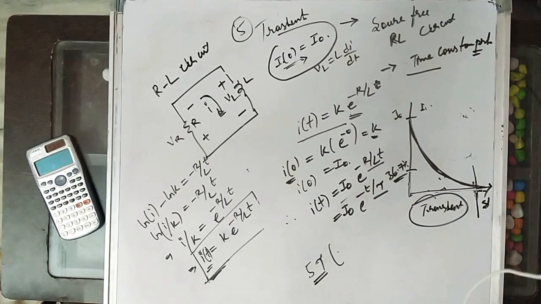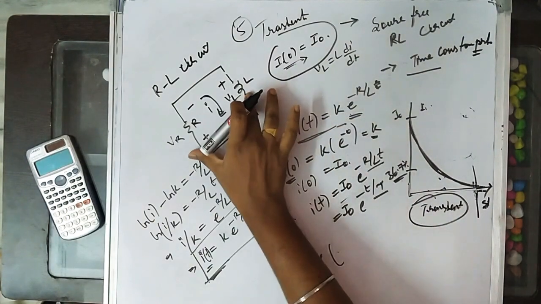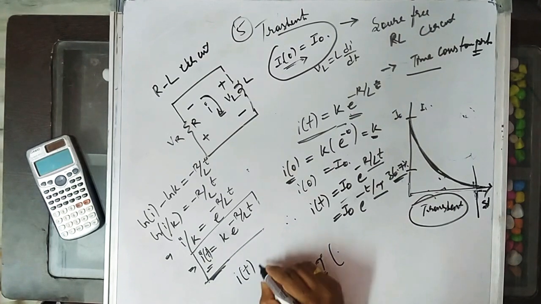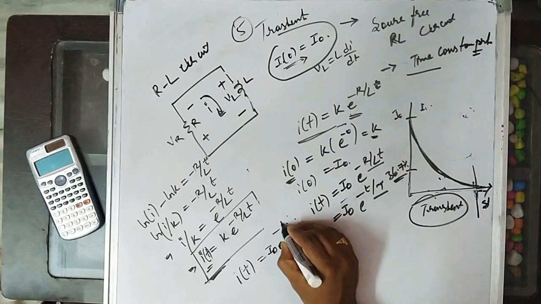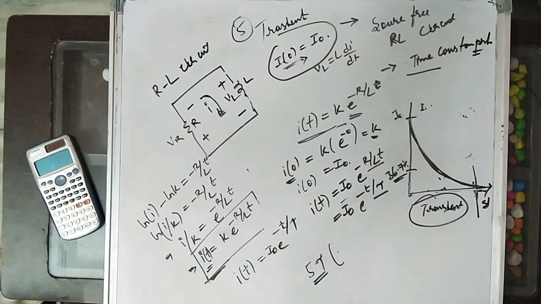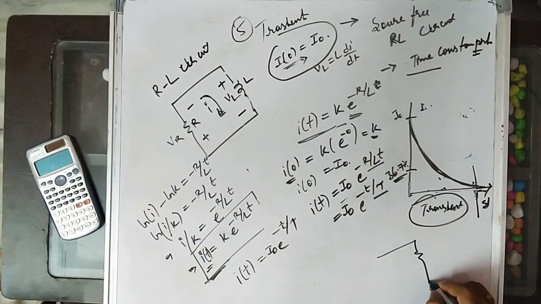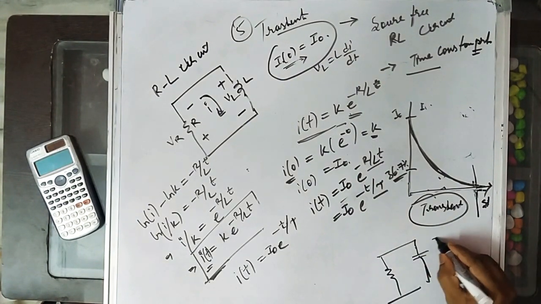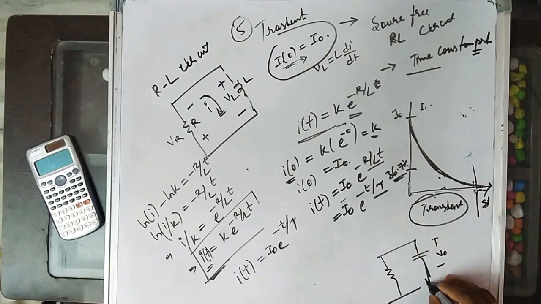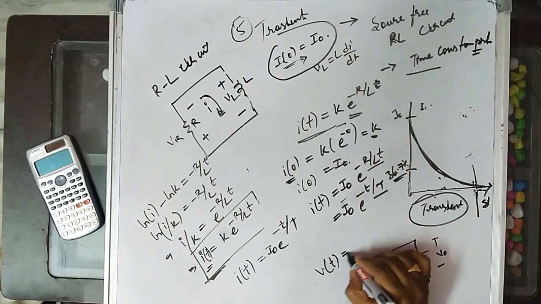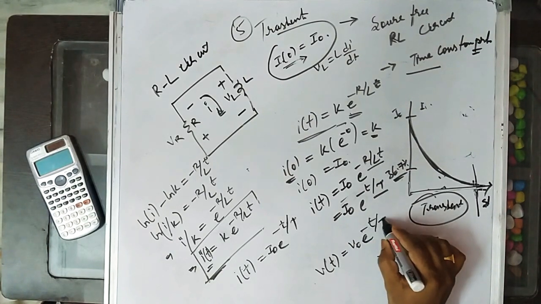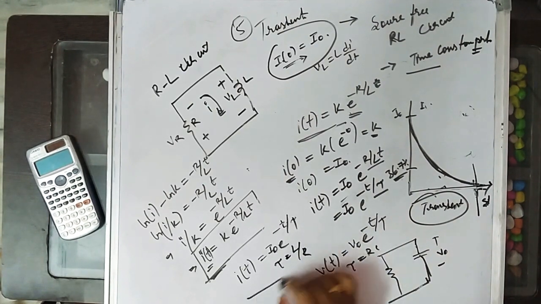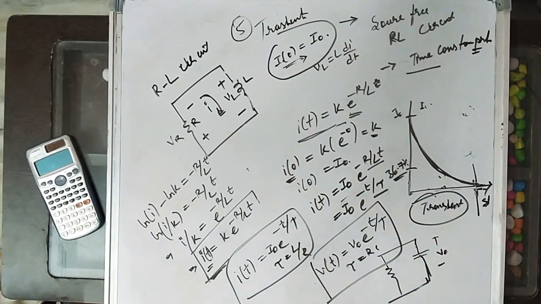So, the summary is here. For an RL circuit, if we have initial current I naught, then the response across the inductor will be I naught into e power minus t by tau. For an RC circuit, which we already did, having initial voltage V naught across a capacitor, the response across the capacitor is V of t equals V naught into e power minus t by tau. Here tau equals RC, and for the RL circuit, tau equals L by R. These are the two things we have to memorize for solving the next few problems.